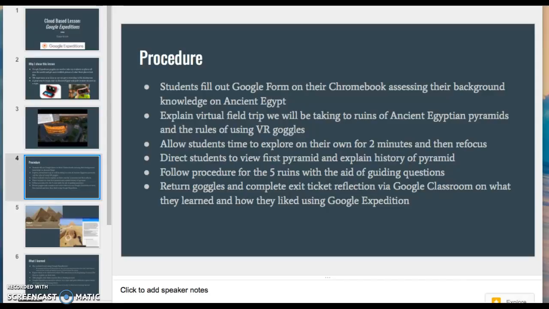Some of them wanted to stand up and start moving around, which I did not suggest, because obviously they can't really see anything else around them. They're just looking in their viewfinder. So they were sitting as they did that, and they were just looking side to side. And then after I had them explore on their own, I directed their attention to the first pyramid.